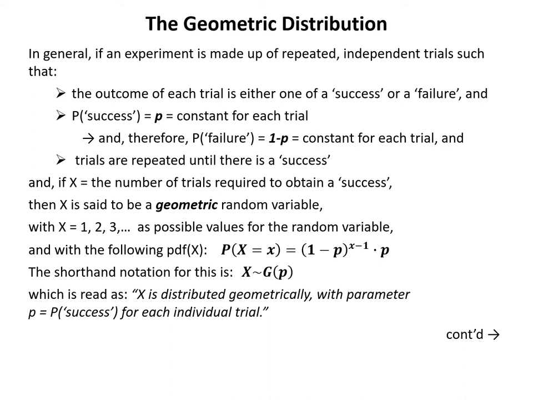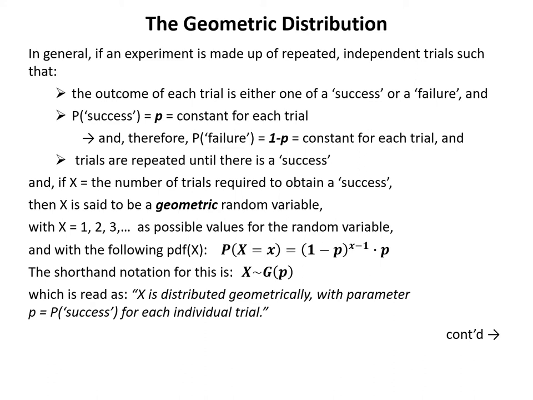In general, if an experiment is made up of repeated independent trials such that the outcome of each trial is either a success or a failure, and the probability of success is constant for each trial, and we can call that p, which therefore means that the probability of failure is also constant for each trial, and we can call that 1 minus p. And if we repeat trials until there is a success, and if X is defined as the number of trials required to obtain a success, then X is said to be a geometric random variable, with the possible values of x being 1, 2, 3, and onwards and upwards with no upper limit.